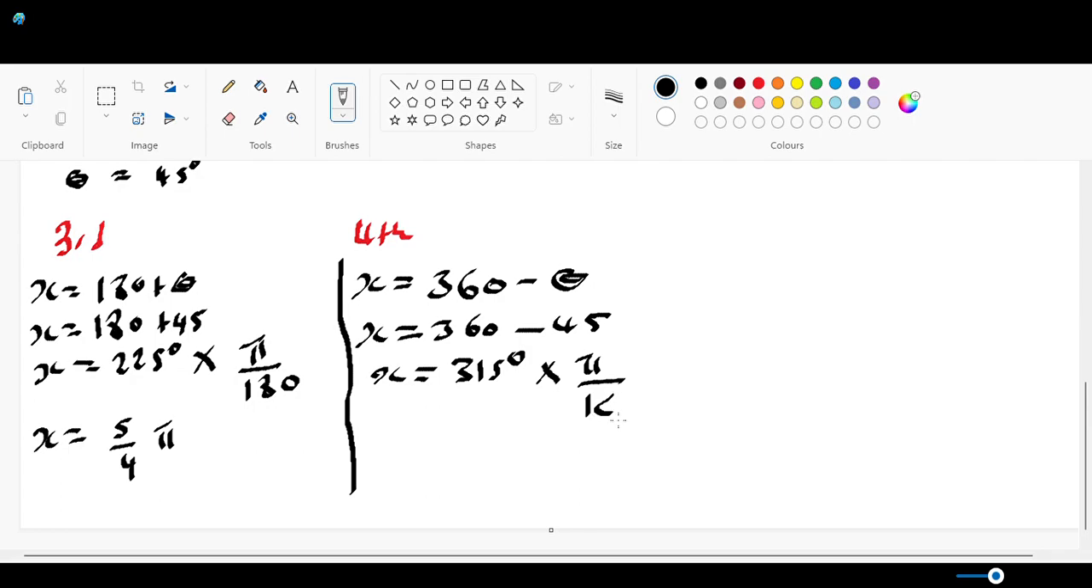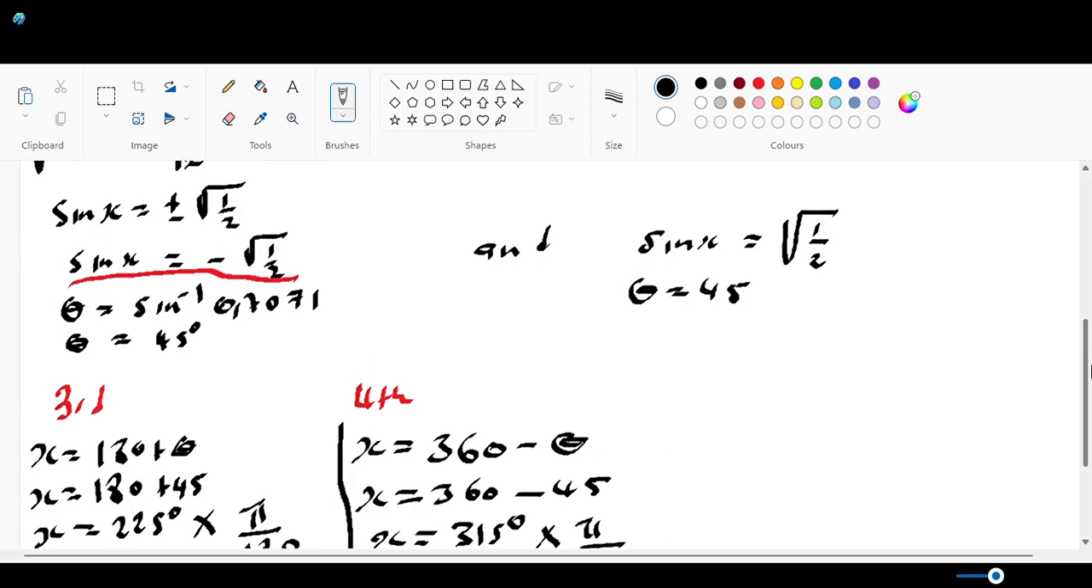But then remember, you have to change this into radians. So you multiply by pi over 180. So if you divide by 180, this is going to be x. It's going to give us 7 over 4 pi. Leave it in fraction, guys. I think it's much easier to leave it in fractions like that. So this is our answer. These are our answers whereby sine is negative.